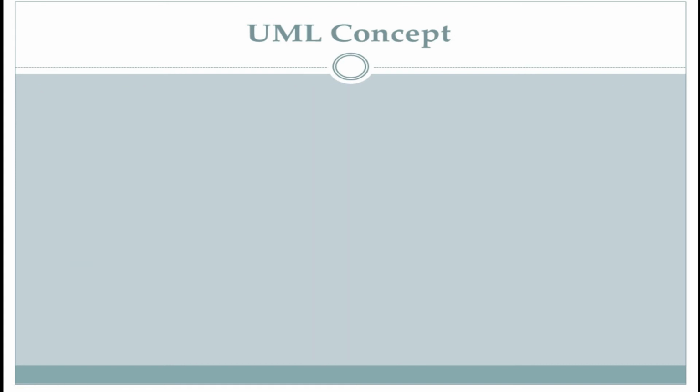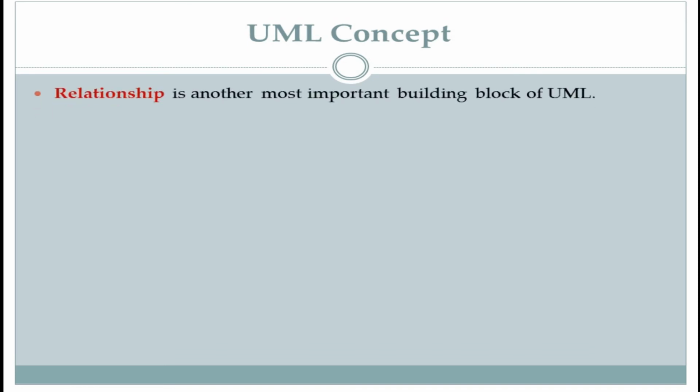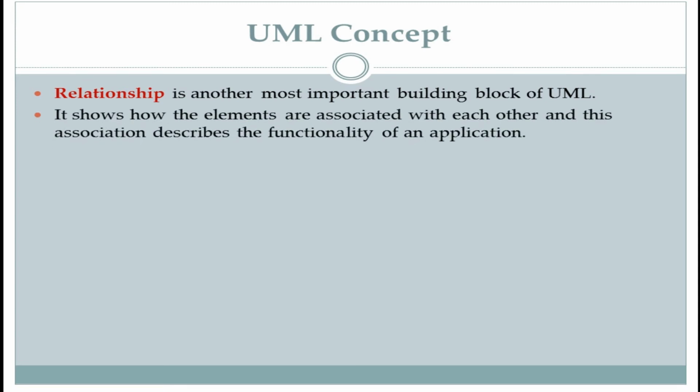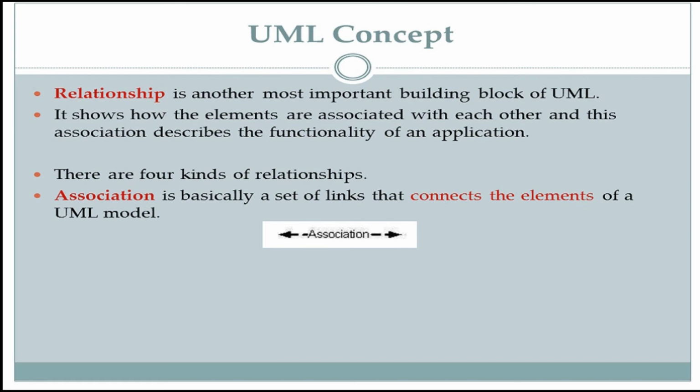Now we will see another element of the basic building blocks of UML, which is relationship. It is the most important building block of UML. Relationship shows how the elements in UML are associated with each other, and this association describes the functionality of an application. This relationship is useful when two or more elements of the UML model are connected to each other and exchange messages or data between each other.